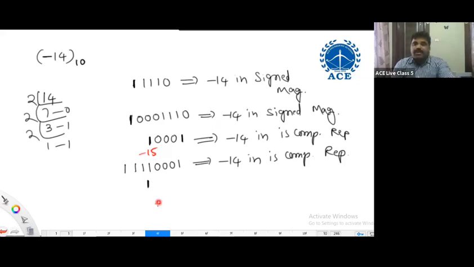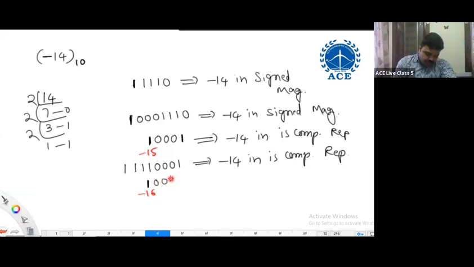Can you say what is the weight of MSB using 5 bits in 2's complement representation? Minus 2 power n minus 1, minus 2 power 5 minus 1. 5 minus 1 is 4. Minus 2 power 4. It is a minus 16. What should be the decimal equivalent? Minus 14. What must be added to minus 16? Plus 2. Where is plus 2 weight?